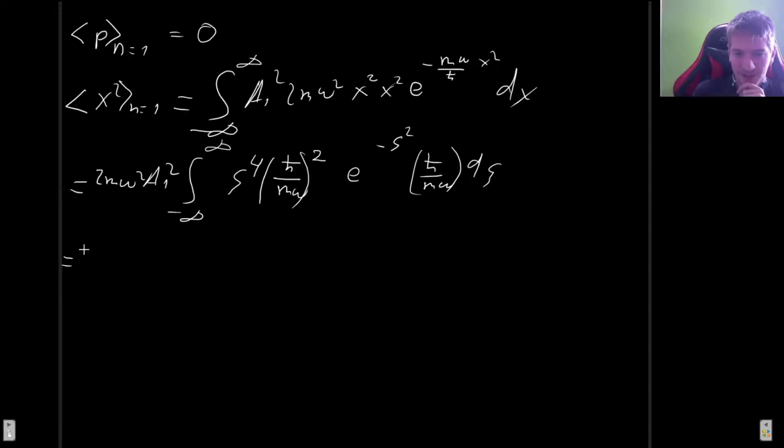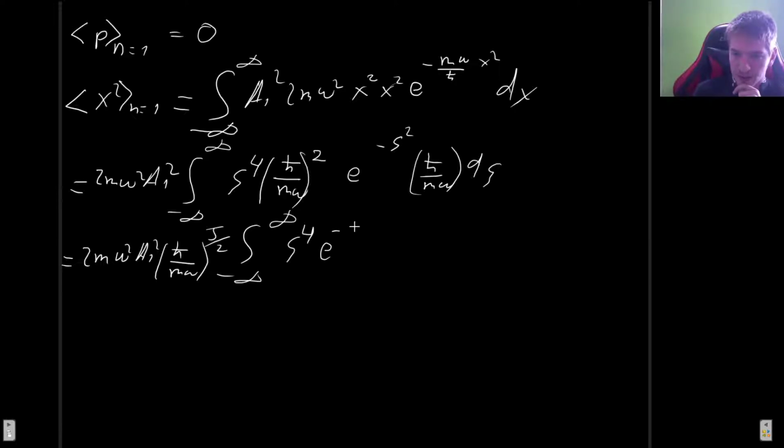Now let's put all the constants up here, m omega squared a1 squared, h bar divided by m omega to the power 5 divided by 2, right? So the integral from minus infinity to infinity of psi to the 4th power, e to the minus psi squared d psi. Okay, great. So what can we do now? We have to find a way to solve this. And well, now we are going to have to do some tricks.